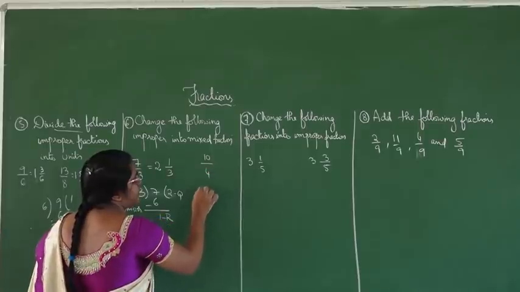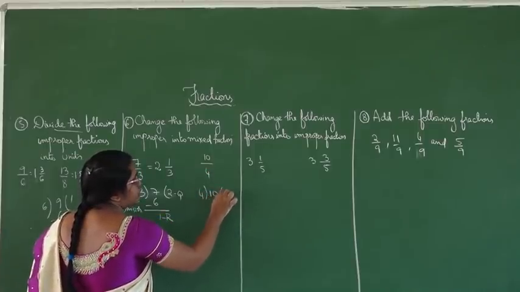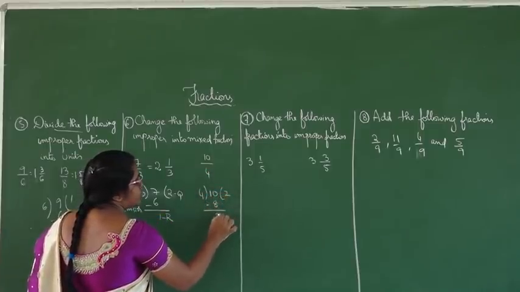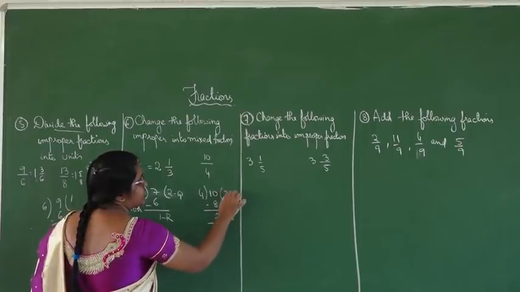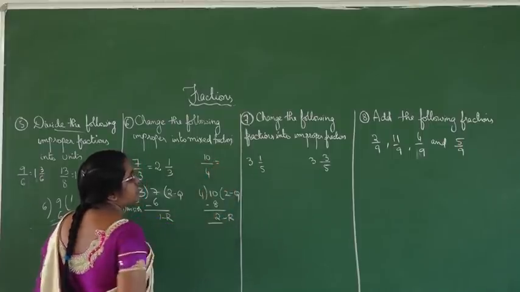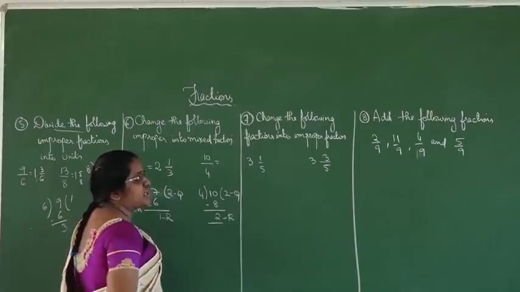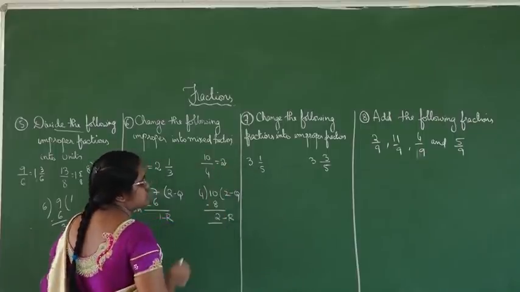Now 10 divided by 4. 4 twos are 8 and 2 is the remainder. 2 is the quotient. So this can be written with the quotient as the whole number part, that is 2.